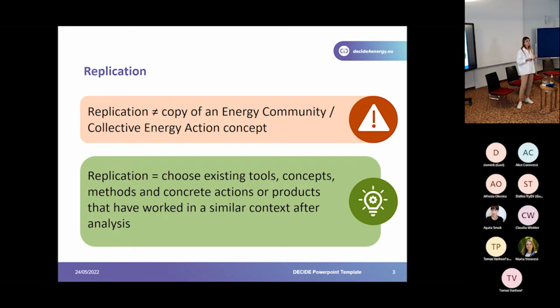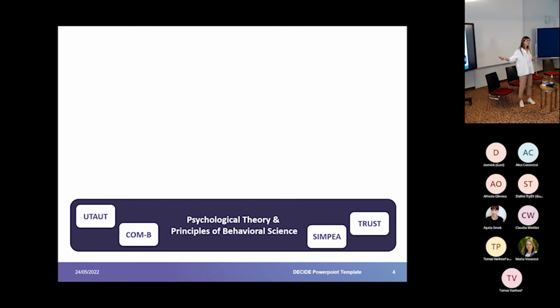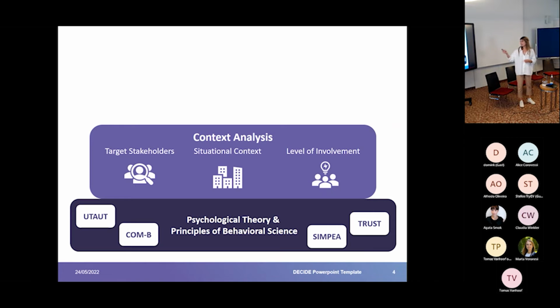So basically, how we structure user engagement and motivation in this project is that we have as a basis psychological theory and behavioral science principles, where we look at different models, and a lot of research that has already been done in how to engage and motivate citizens. And then based on this, we analyze the context. So who are the target stakeholders? What is the situational context, and what kind of level of involvement?